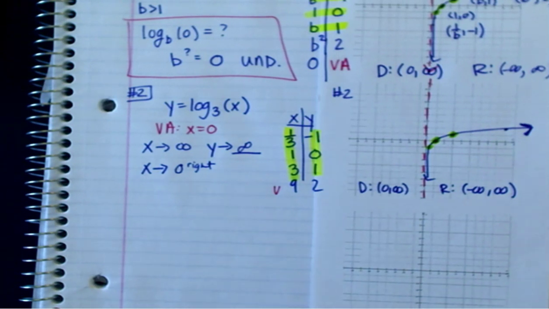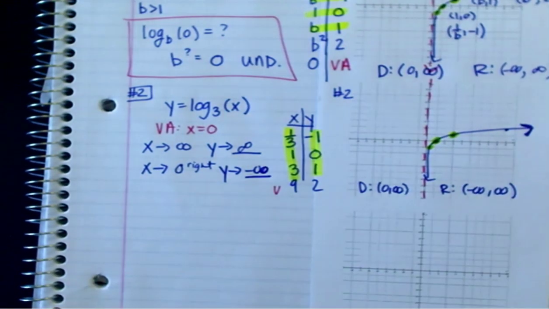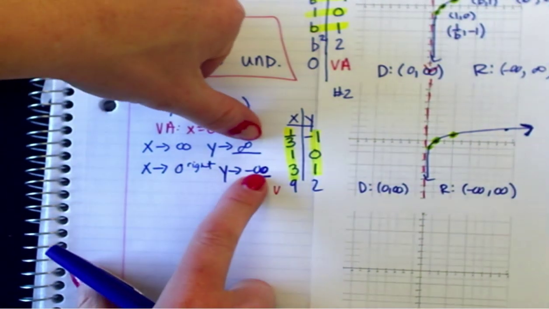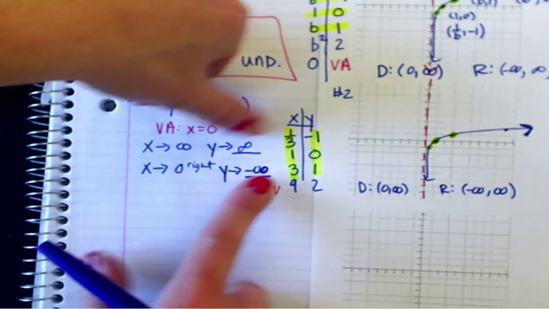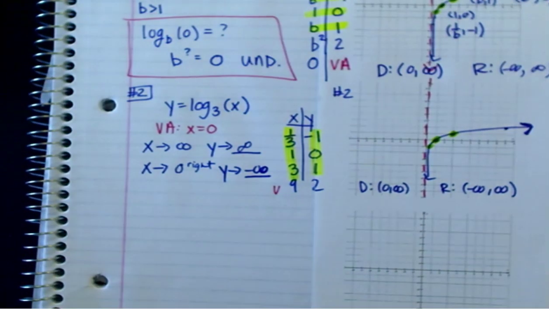The y-coordinate? It's pointing down. Pointing down means negative infinity. Look at my range, negative infinity to positive infinity. Look at my domain, 0 to positive infinity. Sometimes those statements are very connected to your asymptotes.